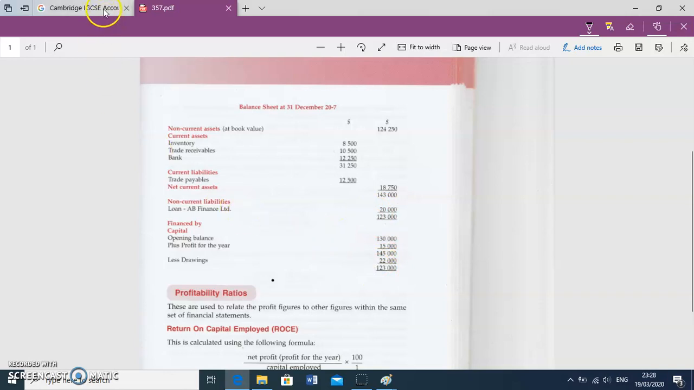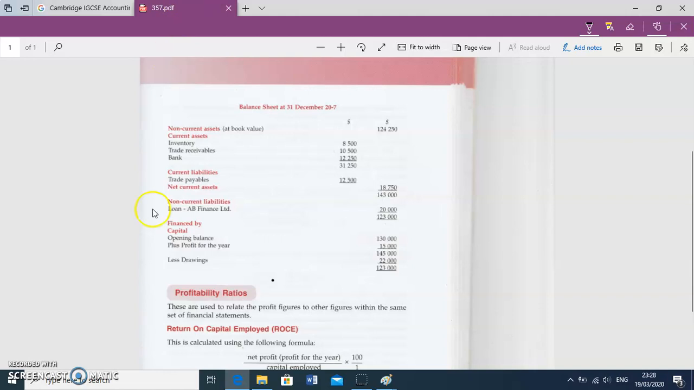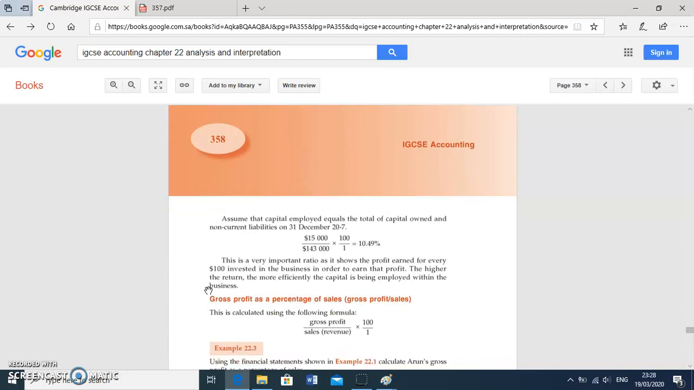And from the income statement, you will find here the profit of the year, or the net profit, is $15,000. So this is how we are going to calculate the return on capital employed: the $15,000 divided by the 143 multiplied by the 100. This means that for each $100 that you invested in the business, you are gaining a net profit of $10.4.